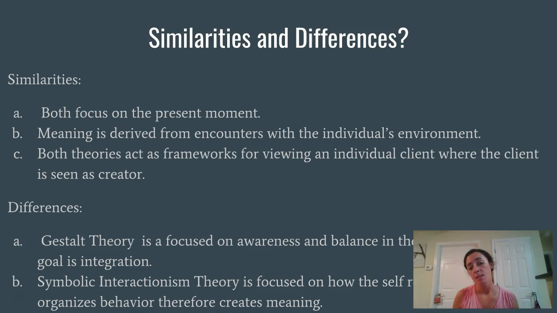Some major differences include that Gestalt theory is focused on awareness and balance in the person's life, and the goal is integration. Whereas symbolic interactionism is focused on how the self reflects society and organizes behavior, therefore creating meaning for the client. These are some of the similarities and differences, and I just wanted to present these two theories and take a moment to integrate them through the Gestalt empty chair technique.